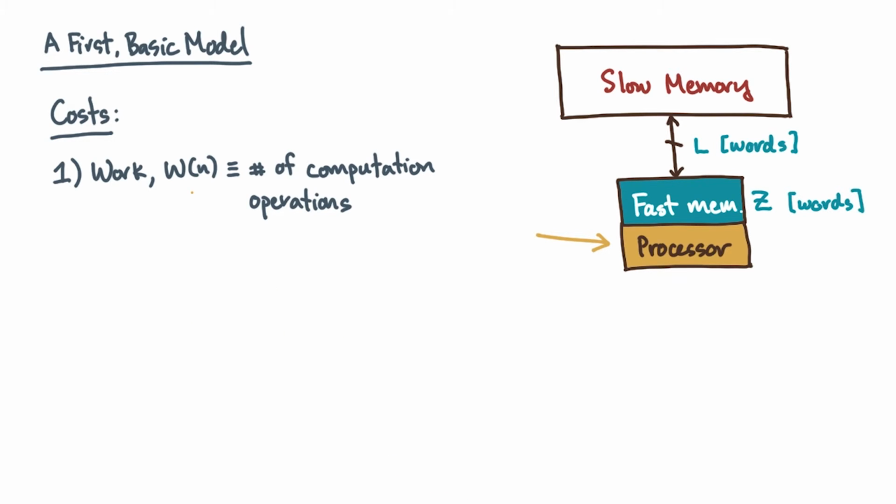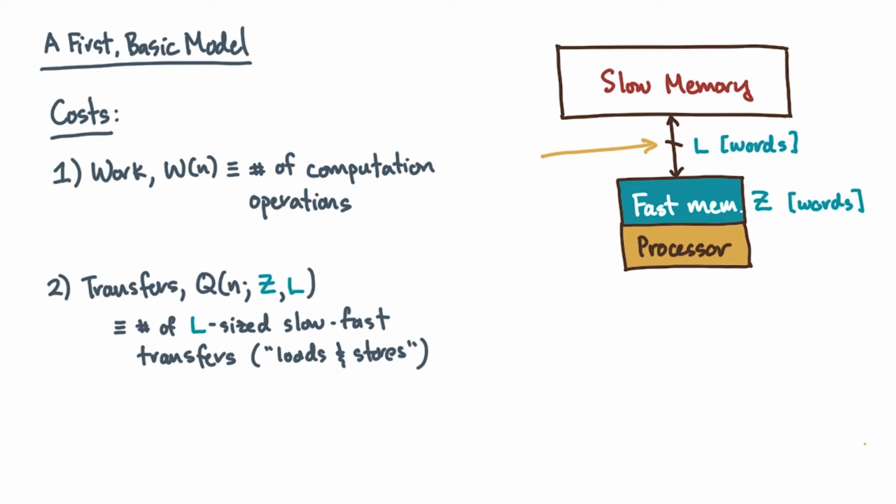Then there's the second cost. How many block transfers does the algorithm need to do? As you might expect, the number of transfers might depend on both the size of the fast memory as well as the block transfer size. Let's denote the number of transfers by Q and refer to it as the algorithm's I/O complexity.